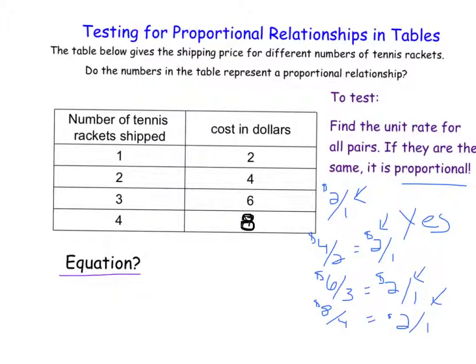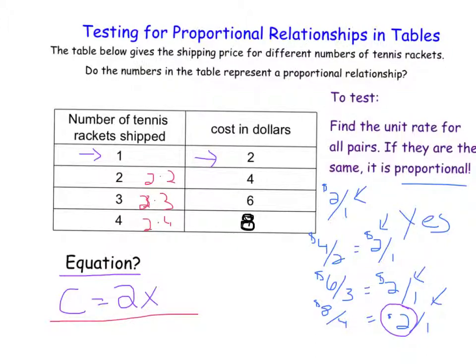Writing equations sometimes frightens people, but it really is easy. You need to think, what do I have to do to this to get the cost? So how do we figure the cost? We know that each tennis racket to ship is $2. So our unit rate was 2 for every tennis racket. So the cost was $2 for every tennis racket, or C equals 2 times X. And you can test that out to make sure that it works. 2 times 2 was 4, 2 times 3 is 6, and 2 times 4 is 8. So this is the equation.